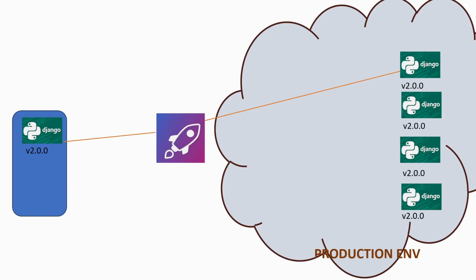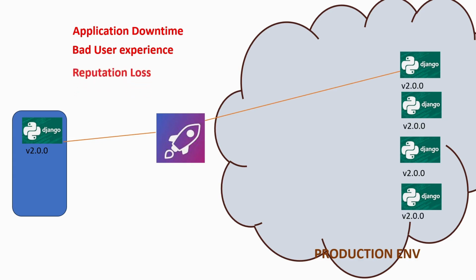So this leads to multiple serious issues. For example, application downtime: users cannot access your application while the old version is removed and the new version is getting ready. Bad user experience: users may see errors, slowness and complete unavailability. That may lead to reputation loss, because in today's world, users expect applications to be available 24/7. And revenue loss: especially for banking, e-commerce, bookings, and subscription applications, every second matters. So that may lead to revenue loss.